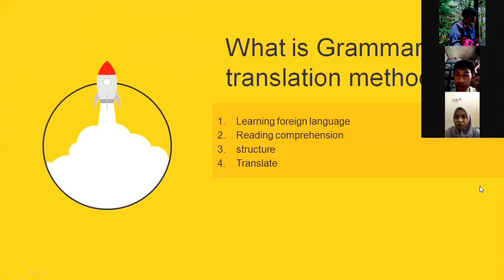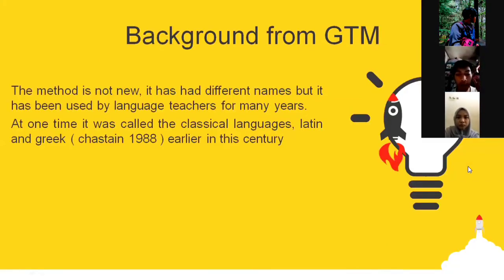Grammar translation method includes, the first is learning foreign language, and the second, reading comprehension. The third is about structure, and the fourth is translate. In the next slide, we will explain about the background of GTM.